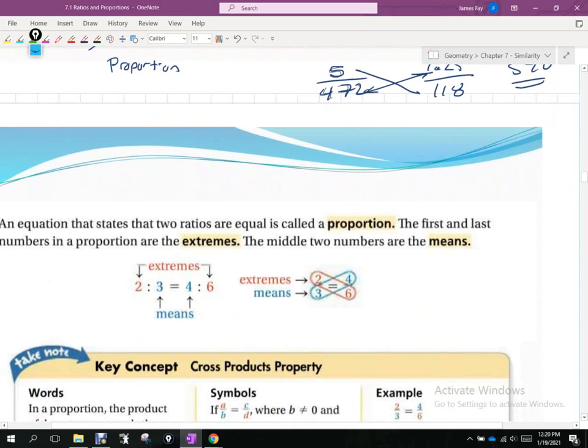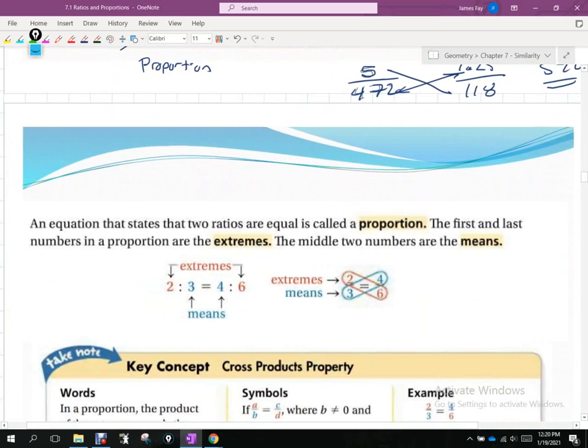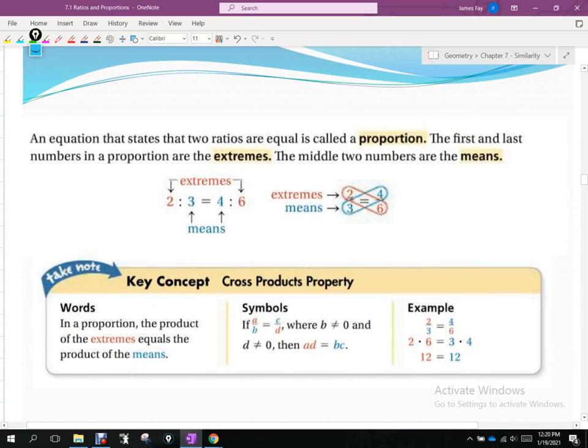Now, you're going to hear me talk about some things that are not necessary. I'm not going to use the terminology cross product very often. That's more of a 7th grade, 8th grade term. We use the higher level terms for you. So it's an equation that states that two ratios are equal. It's called a proportion. We already know that.